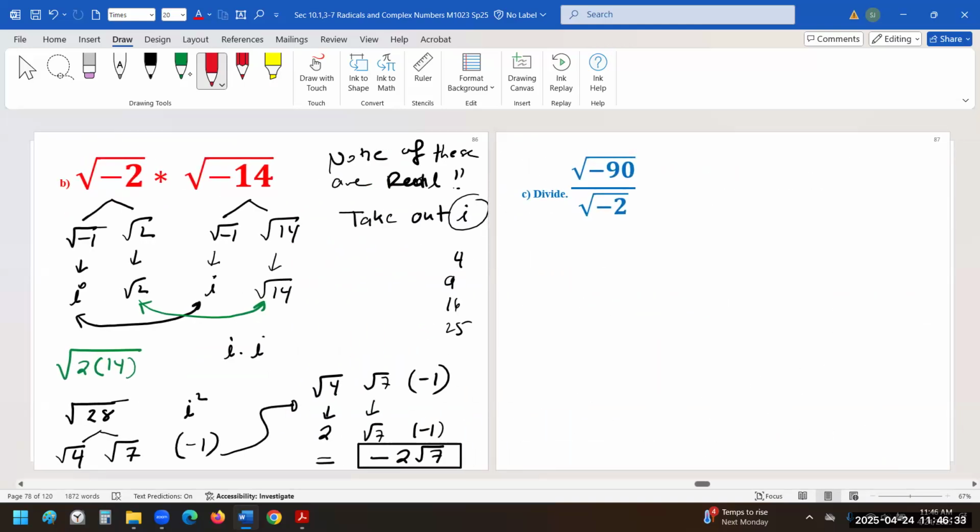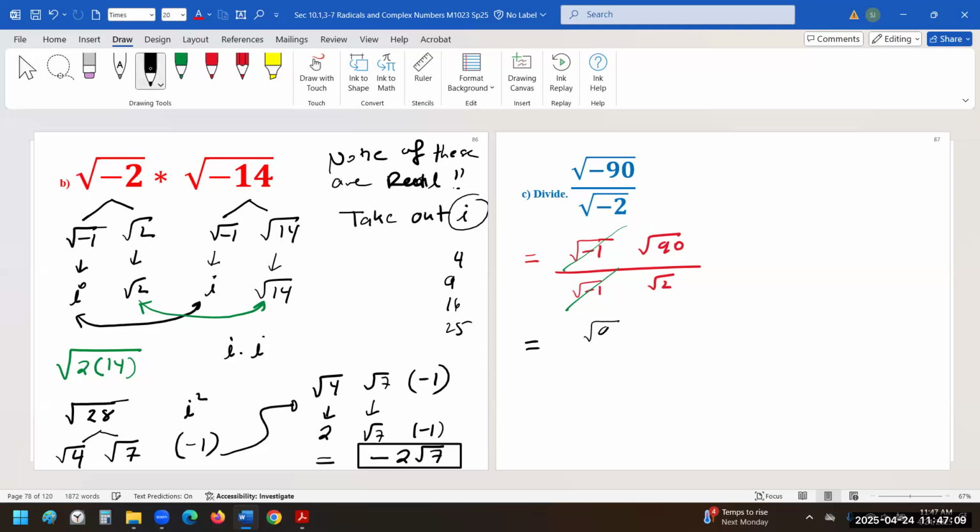Now in division, you can do the same thing. You can first pull out your i's, and then you work with the numbers. So if you do that, we get square root of -1 square root of 90 over square root of -1 square root of 2. Now we don't even have to convert this into i because we can see the exact same two things, right? When you see exact same two things, you can always cancel them out. So it's i, but you don't have to write it because they cancel out anyway. So we get square root of positive 90 over square root of positive 2.